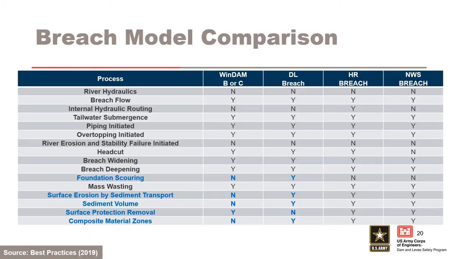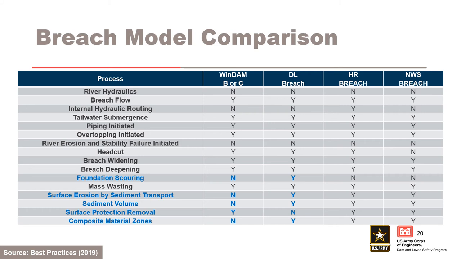This table from the best practices manuals compares the various physically based breach models. On the far right is NWS Breach, which is a sediment transport model. It is free to download from rivermechanics.net. To the left of it is HR Breach from HR Wallingford, which can evaluate piping in zoned embankments. Unfortunately, it is not free. As previously mentioned, WinDAM and DL Breach can simulate breaches due to internal erosion or piping. Since both are free to download, they are highlighted in the first two columns, with the differences between the two models appearing in a blue font.